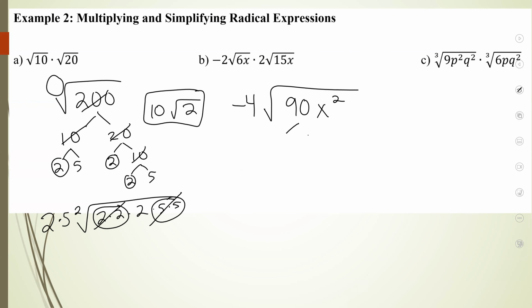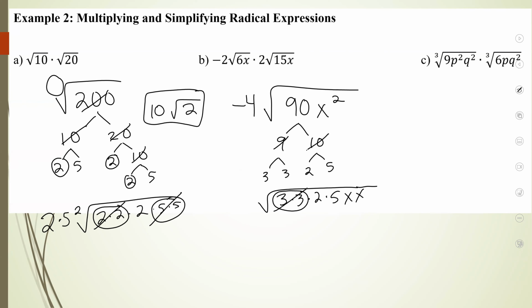So I know 9 times 10 is 90. This can be 3 times 3. 10 can be broken down into 2 and 5. So I want groups of 2. So this would be 3 times 3 times 2 times 5. How many x's do I have? 2. So write 2 x's there. And we want groups of 2. So here's a group. I'm going to put it outside.